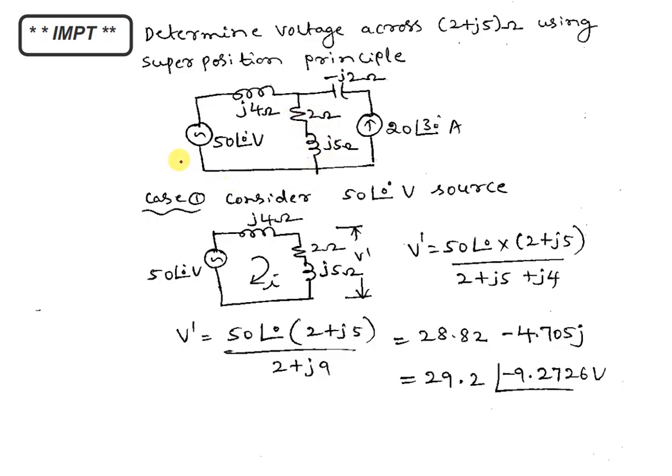Let us consider the first case, that is, consider only 50 volt source alone. So it's a problem on AC source. When I consider the first voltage source, I want to make the second source equal to 0. The second source is actually a current source. I have to open here. To make current source equal to 0, you have to open circuit, which means you have to just remove this from the circuit.